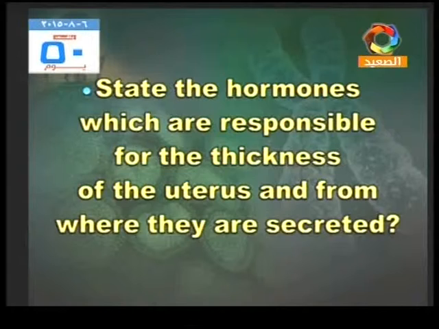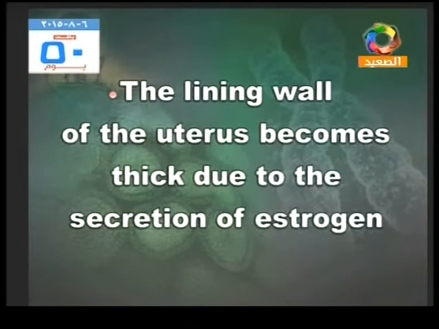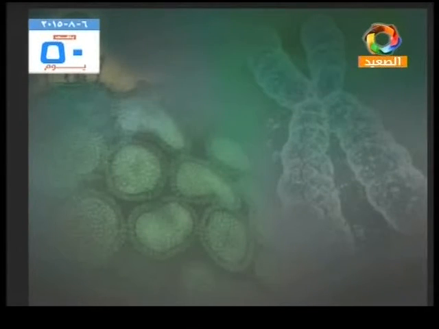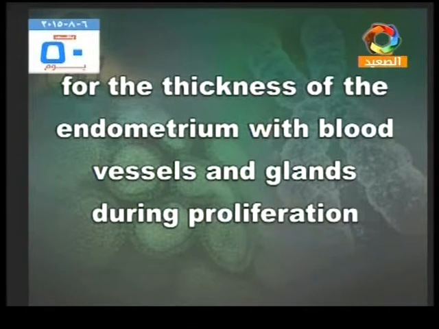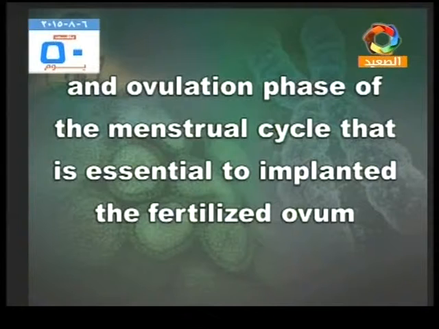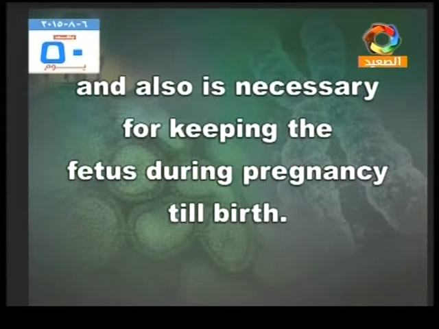The menstruation begins at day 0. The lining wall of the uterus becomes thick due to the secretion of estrogen and progesterone hormones from the Graafian follicle and the corpus luteum of the ovary, thickening the endometrium with blood vessels and glands during the proliferation and ovulation phase of the menstrual cycle. That is essential to implant the fertilized ovum and is also necessary for keeping the fetus during pregnancy till birth.